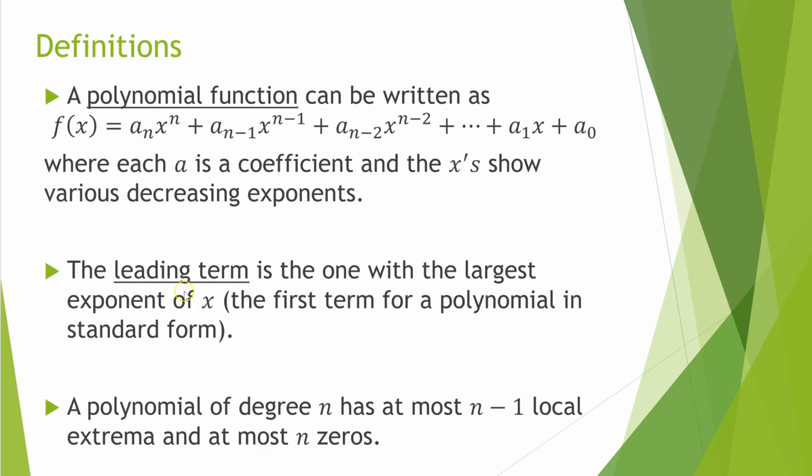The leading term is one we're going to look at a lot in particular. That should always be the very first one if you have it in standard form. So the term that has the biggest exponent on the x's. And it is helpful to know that a polynomial of degree n, so if the biggest exponent is a 4, for example, then it will have one less of the extrema, so the maximums and minimums. So if it's the fourth power, then I know there's going to be one less, which would be 3 extrema. And it will have whatever the exponent is, that number for the zeros. So that's the most zeros it can have. So a fifth power polynomial can have at most 5 zeros.